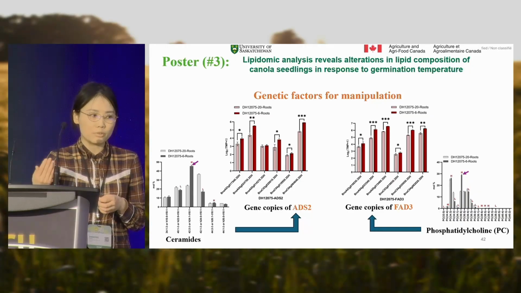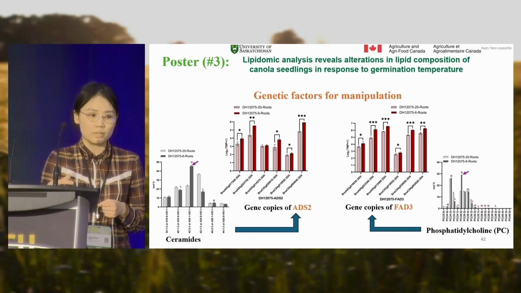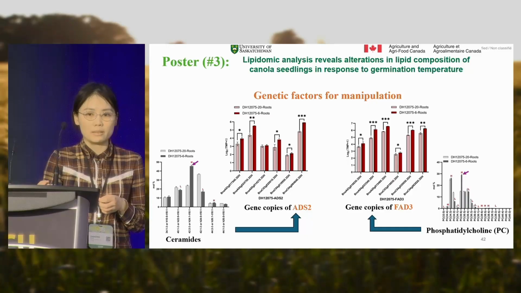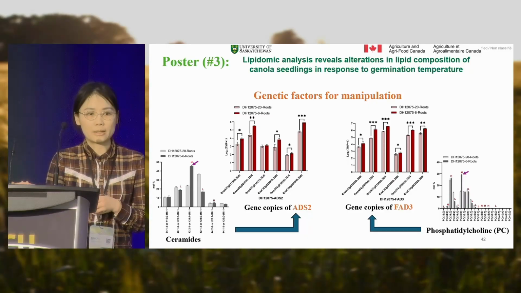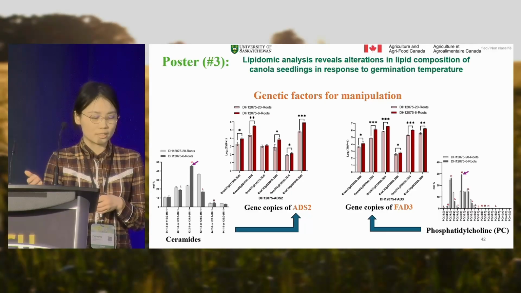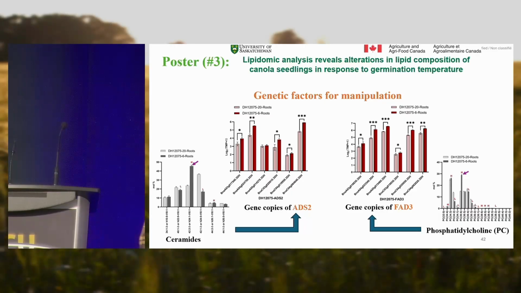So the next step for me is to clone those gene copies out of these two genetic factors and then test them in the transgenic canola lines. If you are interested in more details about our project, please come and stop by poster 3. Thank you.